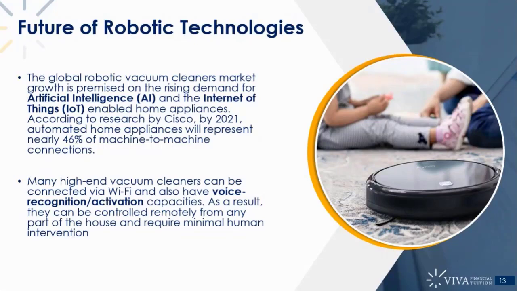Many high-end vacuum cleaners can be connected via Wi-Fi and also have voice recognition or activation capacities. So you can tell your robotic vacuum cleaner to start cleaning the floor. That's a neat little feature. As a result, they can be controlled remotely from any part of the house and require minimal human intervention, a very attractive feature indeed.